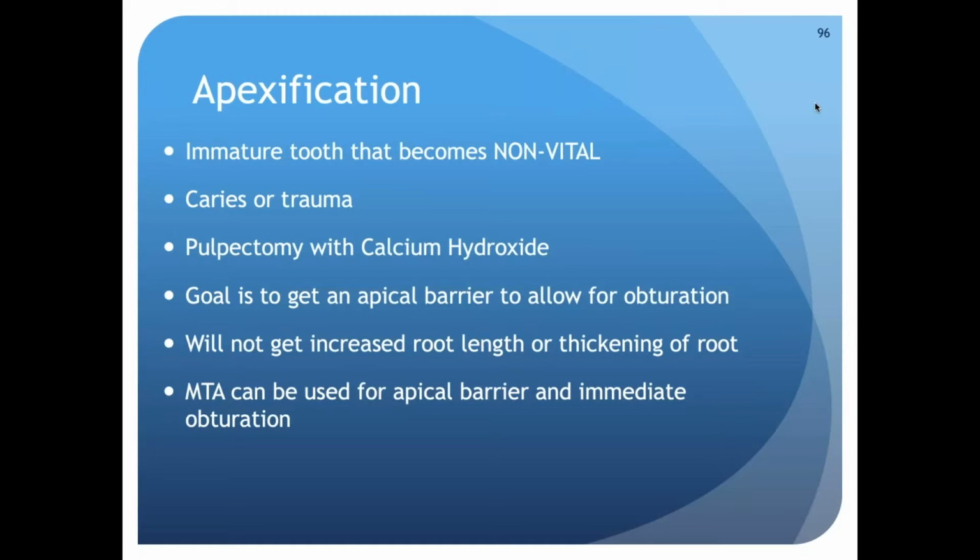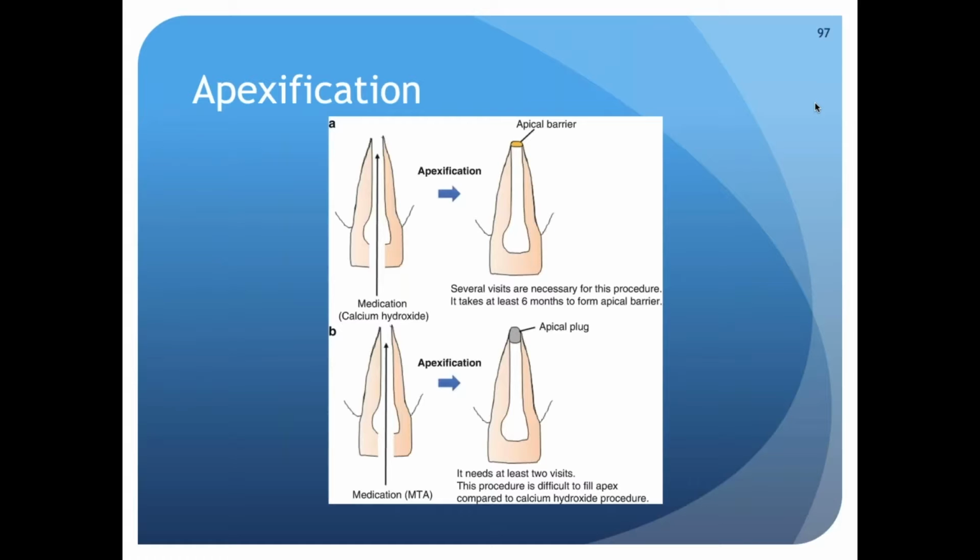MCA and our bioceramics either can be used for an immediate apical barrier. So you can go ahead and do your pulpectomy, place your apical barrier, and then obturate that same day. So again, here's some photos showing that.